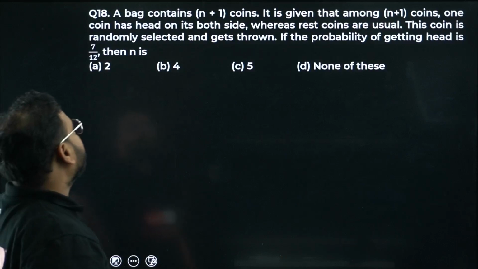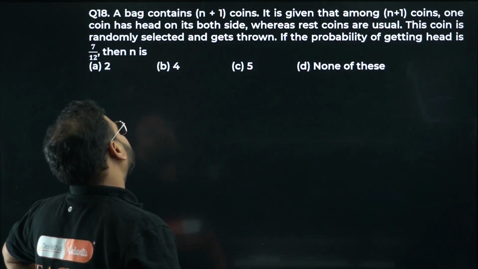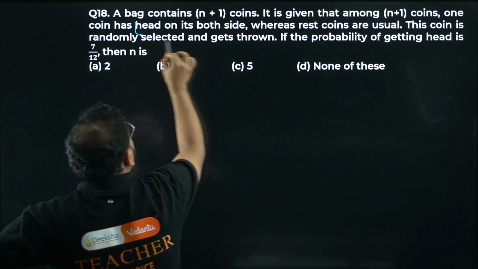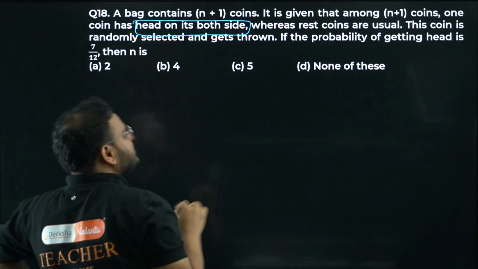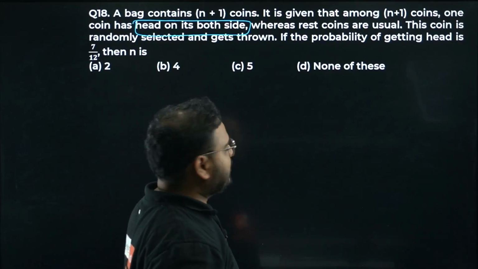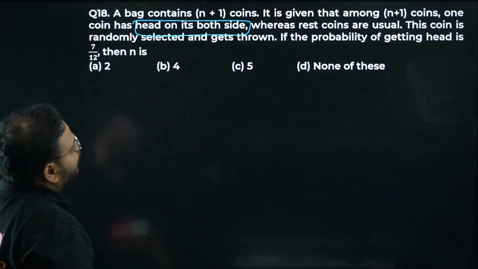18th now. A bag contains n plus 1 coins. It is given that among the n plus 1 coins, one has head on both sides. So biased, head on both sides means biased, right? Okay. The rest of the coins are usual, meaning one head and one tail. Okay, the coin is randomly selected and thrown.